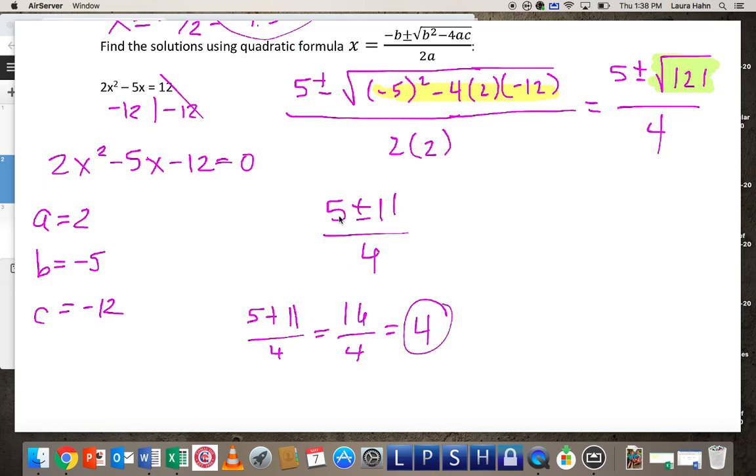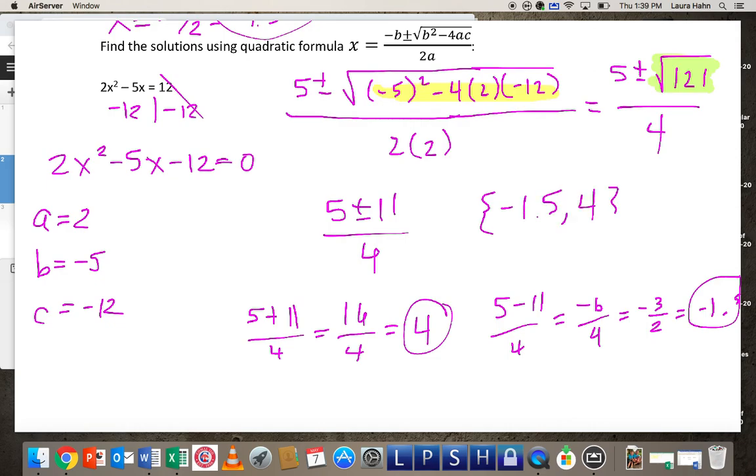All right, this time we're going to do 5 minus 11 divided by 4. Well, 5 minus 11 is negative 6. Negative 6 over 4 reduces to negative 3 halves, which is exactly the same as negative 1.5. So we know our two solutions: it's going to cross the x-axis at negative 1.5 and at 4.